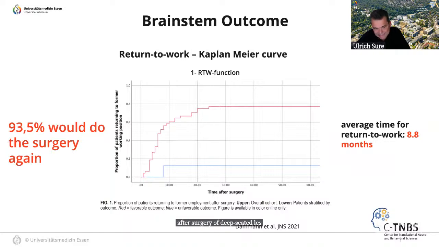And we looked in our brainstem cases, and we asked the patients, how many of you would do surgery again? And it's interesting to note that far more than 90% would opt to do surgery again. However, we must be aware the average time to return for work is approximately 9 months.